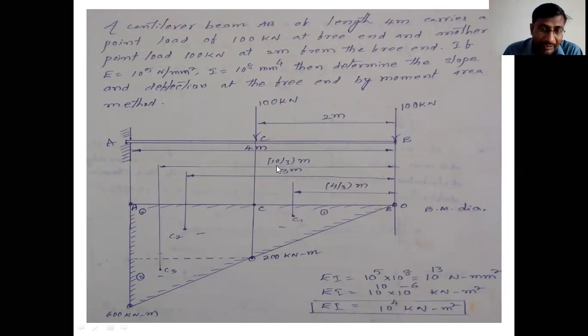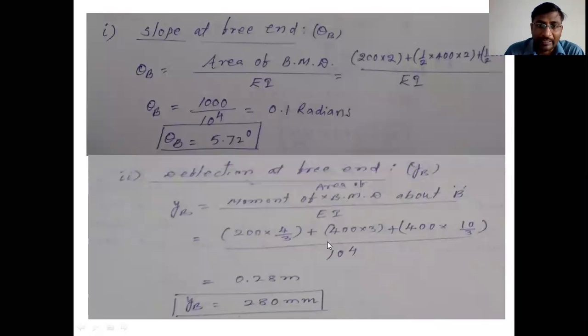How to get this 10/3? This is the total 2 meters. From the apex, it is 2/3 of the total 2 meters, the 4/3. From C to C3 is 4/3. 4/3 plus 2 is 10/3 meters. So these are the x1, x2, x3 values. A1 is 200, A2 is 200 into 2, 400, A3 is also 400. Clear? So like that you have to find A1, X1.